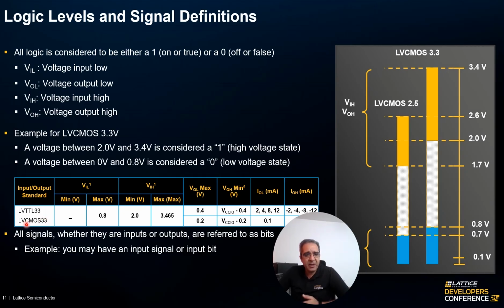For instance, if we take LVCMOS 3.3, which is represented here, for the signal to be recognized as 0, it has to be less than 0.8 volts. To be recognized as high, it has to be between 2 and 3.4 volts. So if you comply with this voltage limit, and this is a standard limit, then the input of the I/Os will be recognized properly. Same thing for the output. There is a voltage level for the output also.